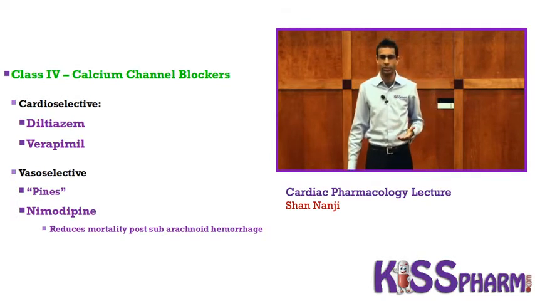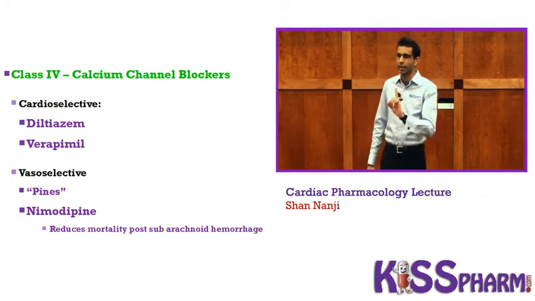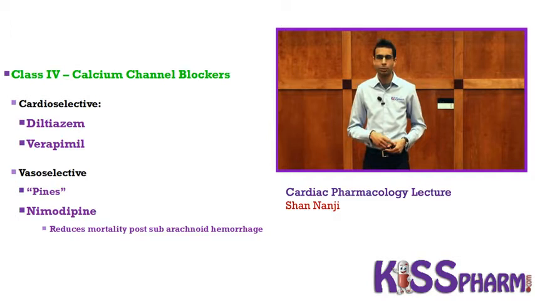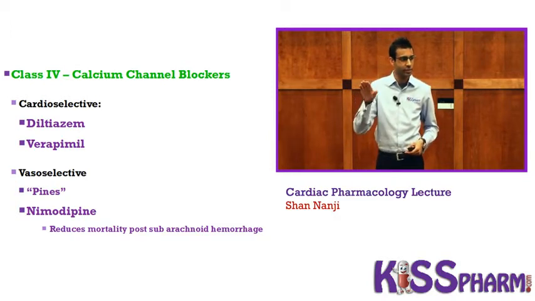Okay? The vasoselective ones end in penes. The only one I want you to know is nimodipine. Say nimodipine. Nimodipine. Nimodipine is important because it reduces or decreases mortality post-subarachnoid hemorrhage.